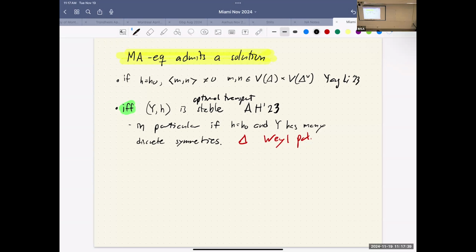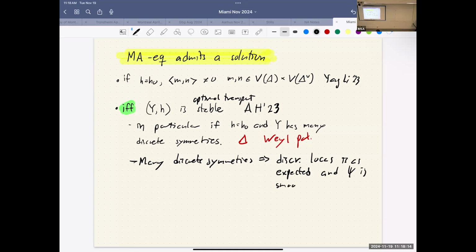And in fact, in this case, we can even say more. When we have many discrete symmetries, then the discriminant locus, so the set where our affine structure is not defined, is as expected, or you can choose it as expected, and psi is smooth on its complement.